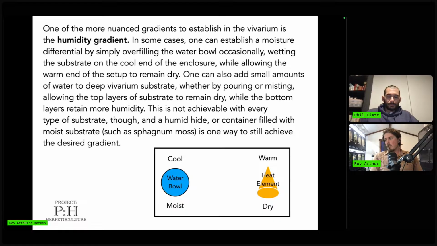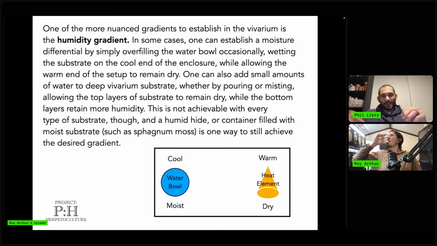Whereas if I was doing this in a much, much larger setup, or something like Phil's open topped pens, where the gradient is less end to end, it's more vertical, I would probably just every once in a while pour in a gallon of water into the substrate and let it dry out on the top layer and stay wet down underneath. But is that what you do, Phil? Exactly what I do. Yeah.